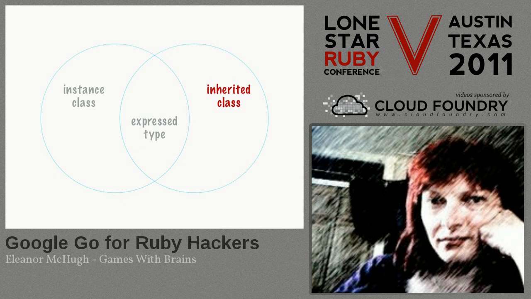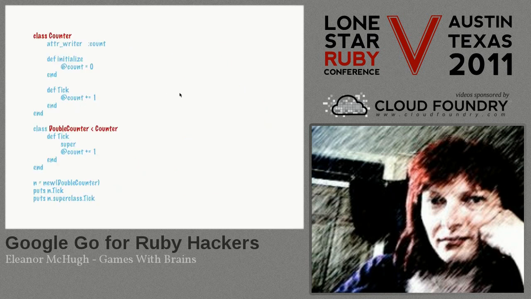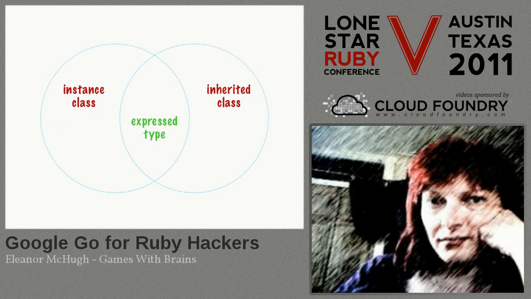Okay, you've got an inherited class, and that basically allows you to pull in a whole pile of behavior from other classes in an inheritance hierarchy. And out of the two of them, here's an example. Counter is being inherited by double counter. Out of the two of them, you then get an expressed type. That's the type of the actual object you're playing with at any one time.